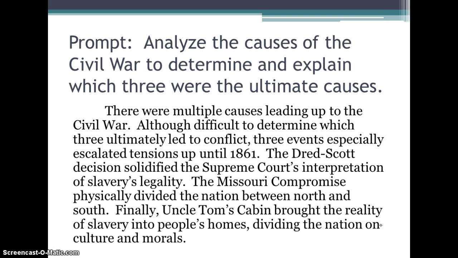And if I read into it further, I could tell that the person who wrote this is looking at political tensions, physical geographical tensions, as well as social and cultural tensions. So these are three very good events to talk about because they touch on different aspects of people's lives.